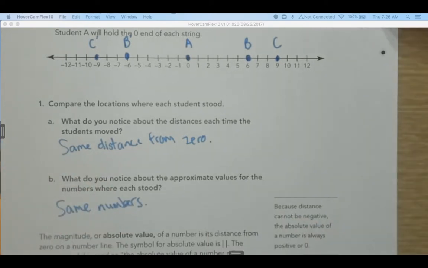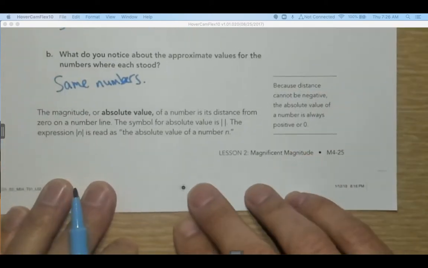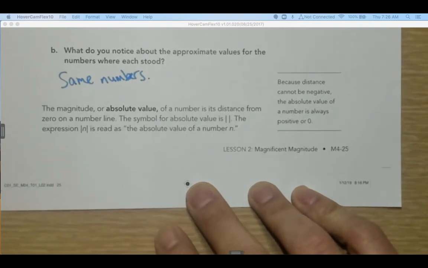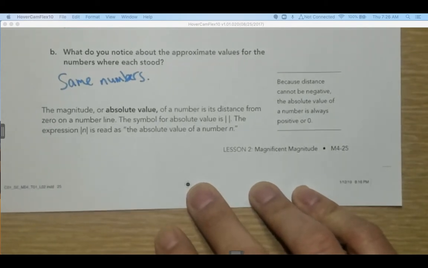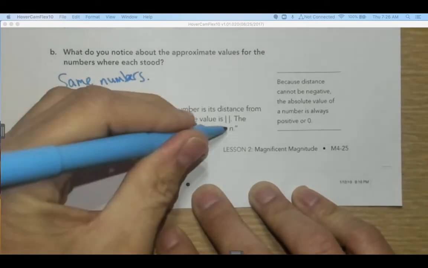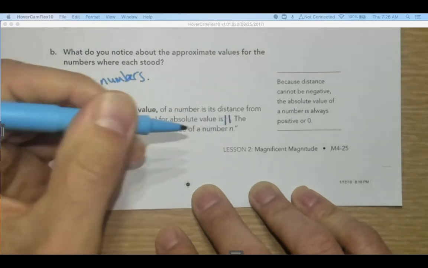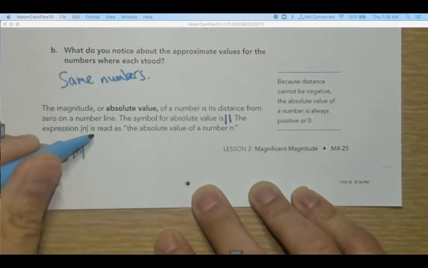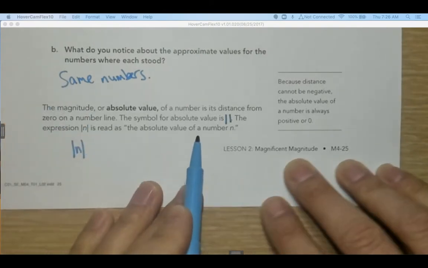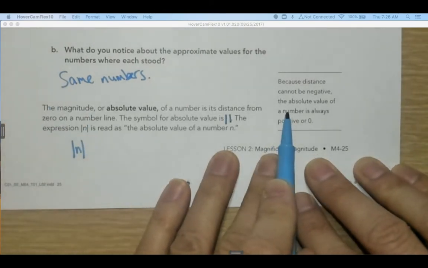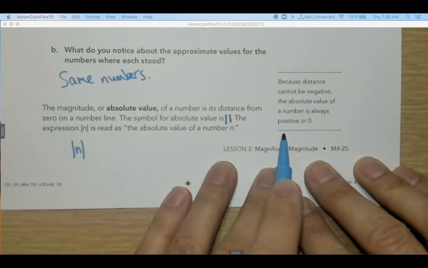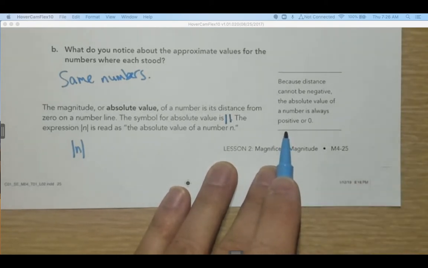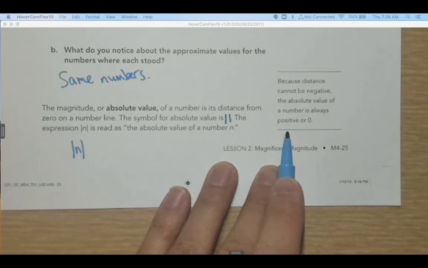Okay. Magnitude or absolute value of a number is its distance from 0 on a number line. The symbol for absolute value is the two lines like this. The expression, the absolute value of n, is read as the absolute value of n. Because distance cannot be negative, the absolute value of a number is always positive or 0. So absolute value is always going to be a positive or 0.